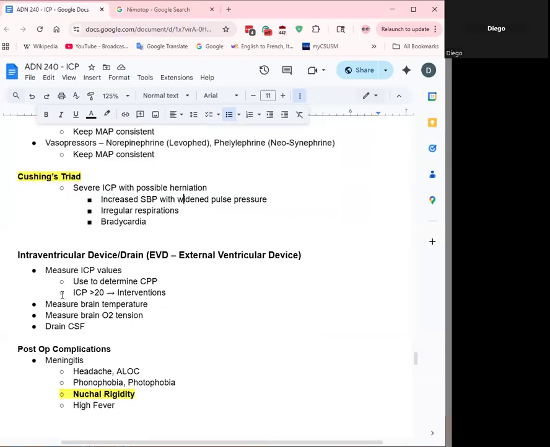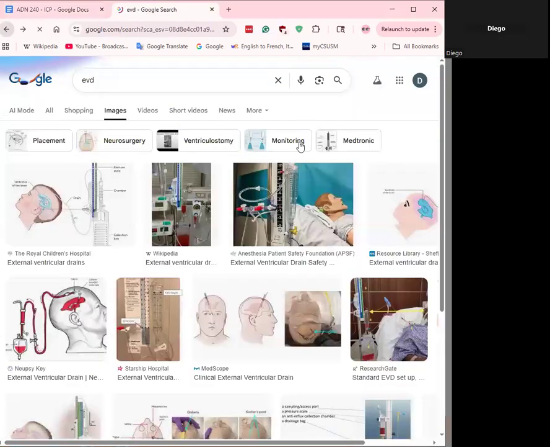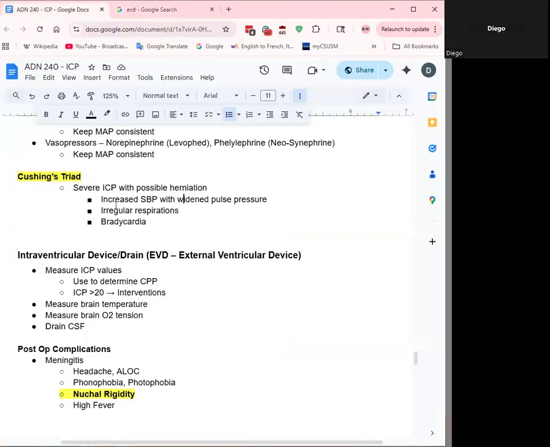The next thing would be the EVD, the external ventricular device. This is that EVD thing I looked up before, in order to drain cerebral spinal fluid or whatever fluid buildup is in the brain. Again, this is there to help equalize that CPP. It can also be used to measure it. You don't need to know too heavy into detail about it. I think just knowing it exists and knowing the general idea of what it does is good enough.